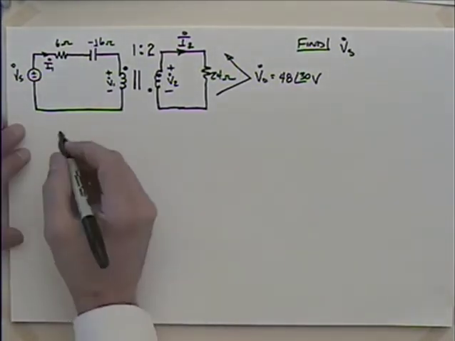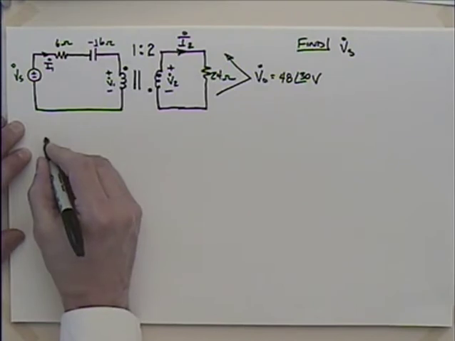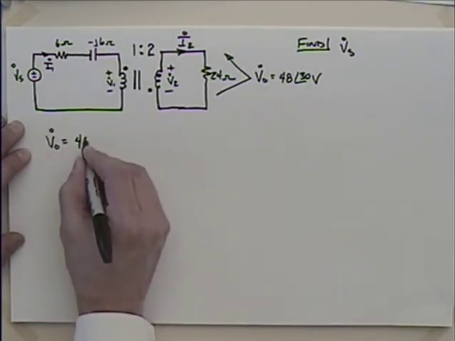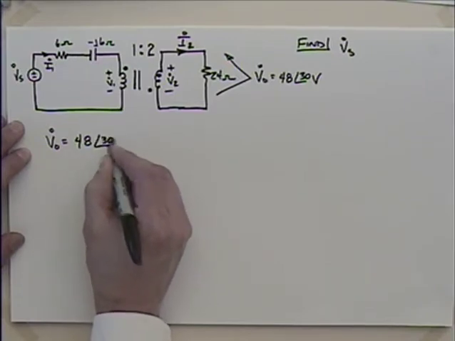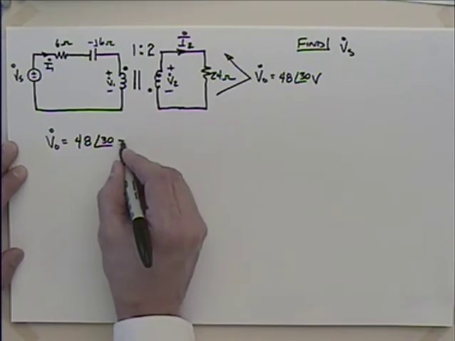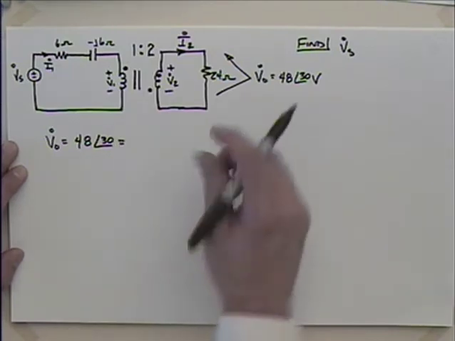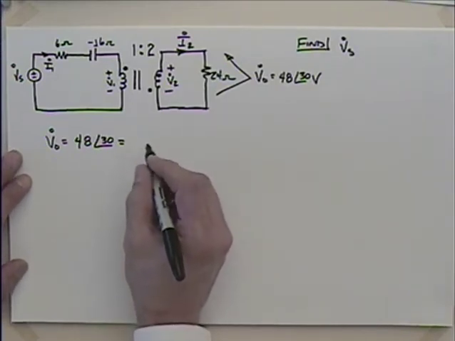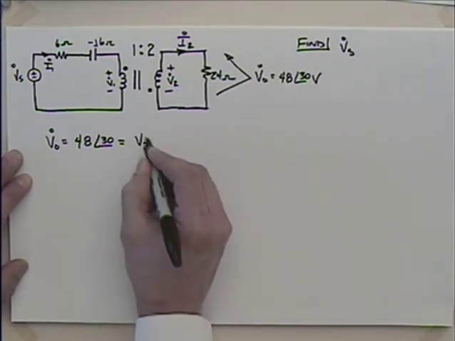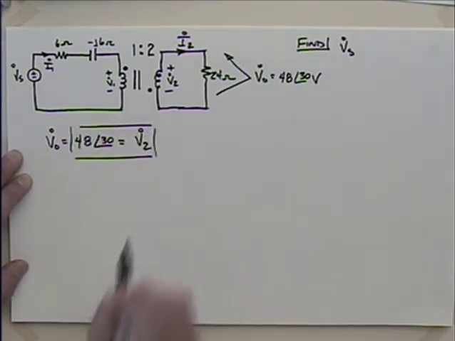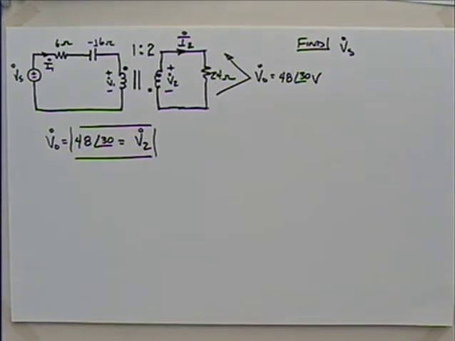So let me just try and inventory what I know. I know that V0 is equal to 48 at 30 volts. Again, not RMS, just plain old volts. And that's going to be equal to what? Well, the voltage across there is the same as the voltage across there, so what could we call it? Call that V2, couldn't we? So there's V2 now. So I now have V2.